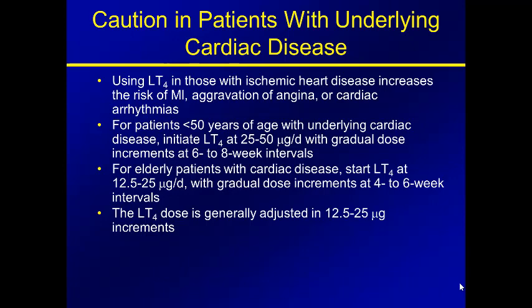Use L4 with caution in those with ischemic heart disease, as it increases the risk of MI. As you know, we have increased cardiac workload and aggravation of angina or cardiac arrhythmia. For a patient less than 50 years of age with underlying cardiac disease, initiate levothyroxine at 25 to 50 microgram per day with gradual increments every 6 to 8 weeks. For the elderly with cardiac disease, start L4 at 12.5 to 25 microgram per day with gradual dose increments at 6-week intervals.